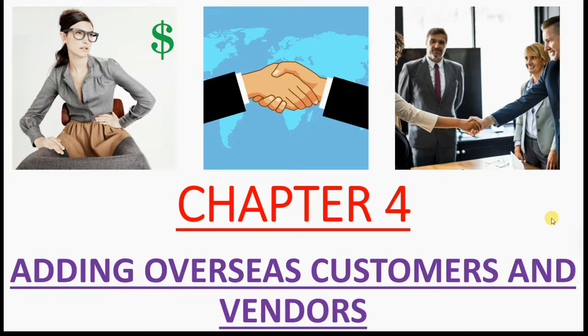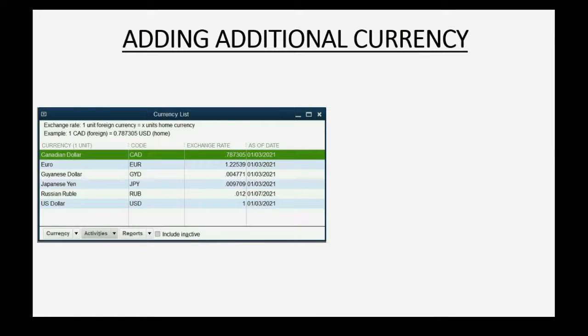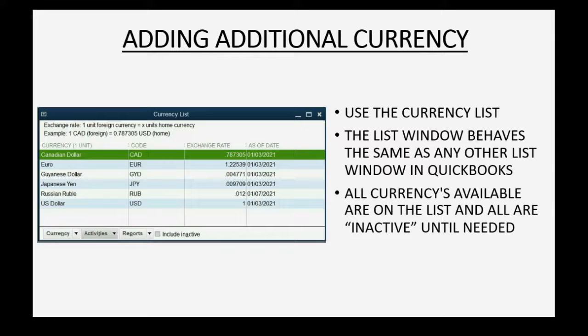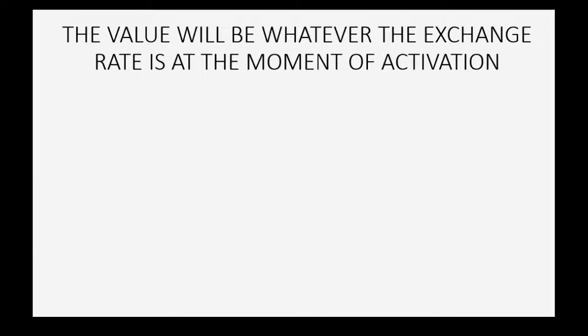Chapter 4. Adding overseas customers and vendors. Adding additional currency involves using the currency list. The currency list is a window that behaves the same as any other list in QuickBooks. All currencies available are on the list and are inactive until needed. All you have to do is click the checkbox and you can see all of the currencies that are available.